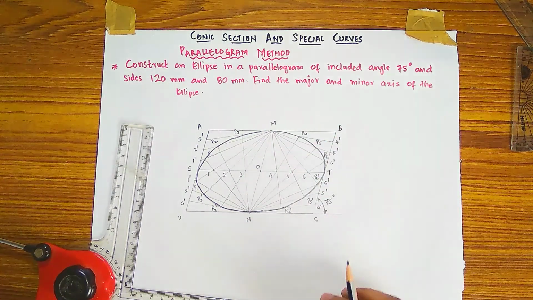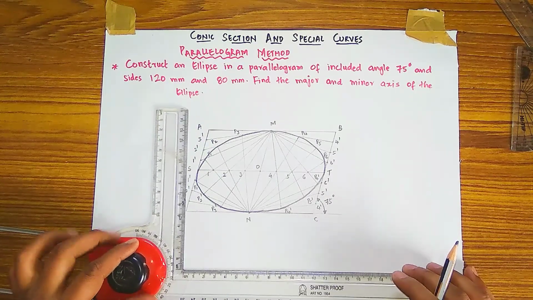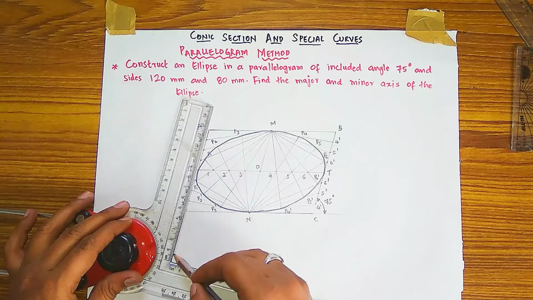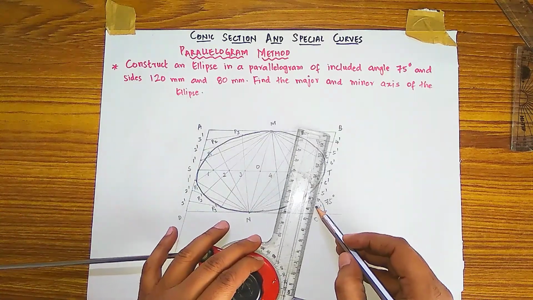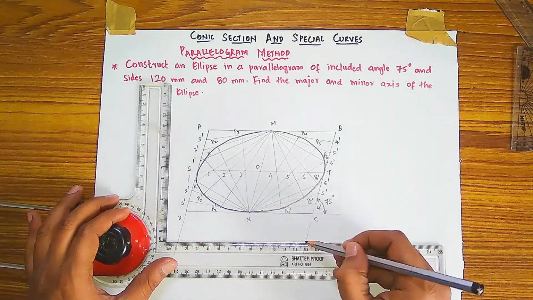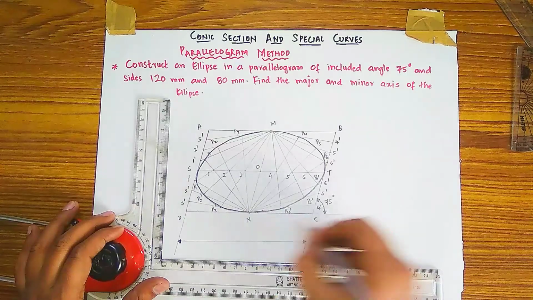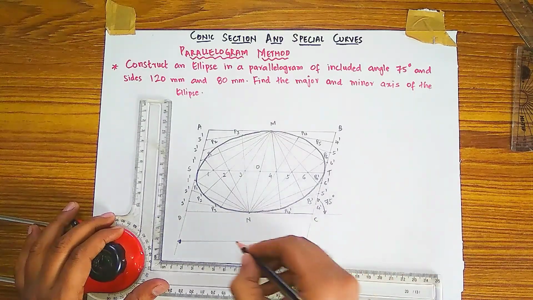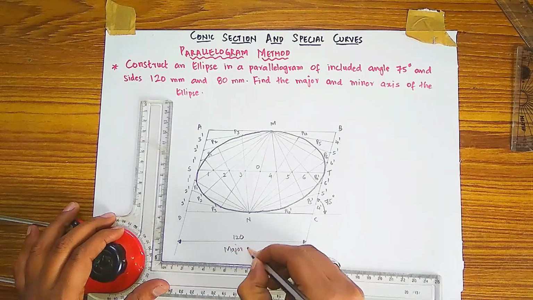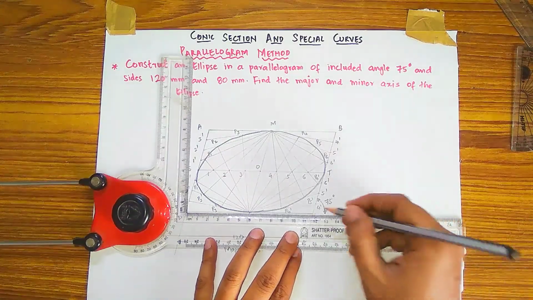You have constructed an ellipse by parallelogram method. Now you have to show the major axis. Means you have to find the major axis. You have to extend this line. Its major axis is same as how much you took this side. How much it is? 120. So 120 is the major axis and minor axis is 80.